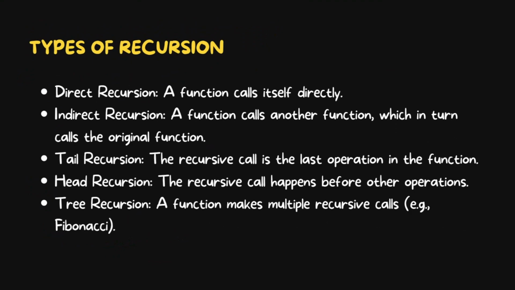Recursion comes in many forms. Let's break them down. Direct recursion: a function calls itself directly. Indirect recursion: a function calls another function which in turn calls the original function. Tail recursion: the recursive call is the last operation in the function. Head recursion: the recursive calls happen before other operations. Tree recursion: a function makes multiple recursive calls, for example Fibonacci. Each type has its pros and cons, but understanding them helps you decide the best approach for different problems.